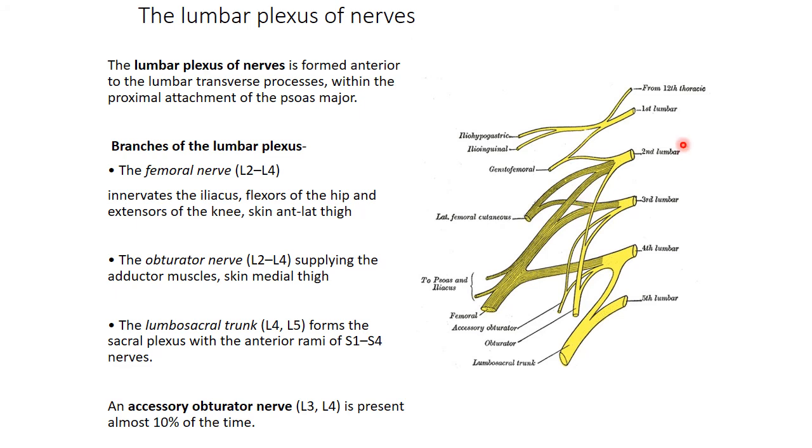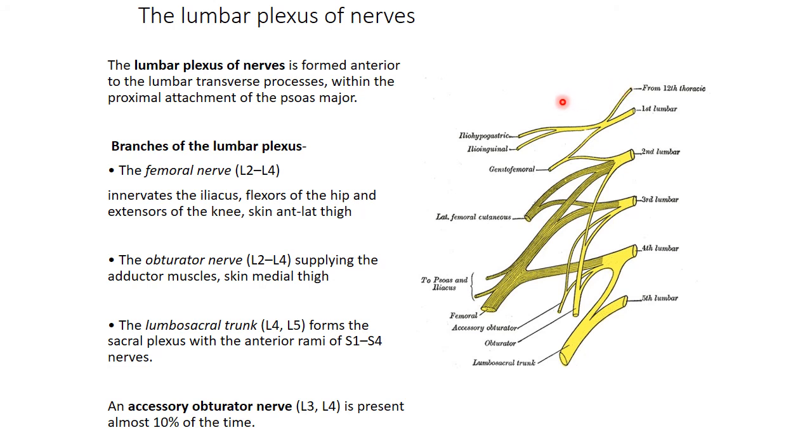Lumbar plexus here. These are the spinal nerves coming out of the intervertebral foramen, which I have shown you in the previous picture. These are the ventral primary rami of the lumbar nerves L1, 2, 3, a branch from the fourth, and a branch from the 12th thoracic spinal nerve also. So the main contribution is from the first, second and third. There is a branch contributing from the fourth and a branch from the 12th thoracic nerve.